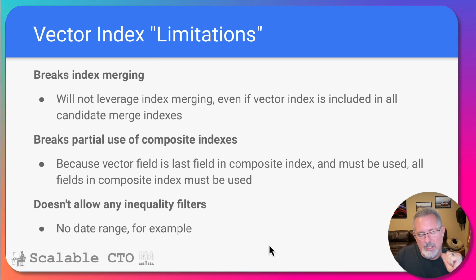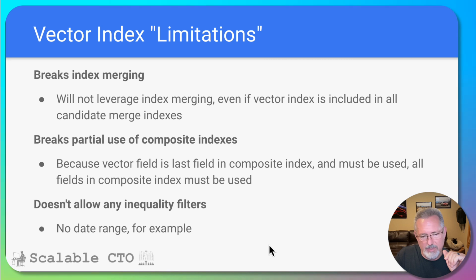And it doesn't allow any inequality filters, so there's no pre or post filtering of the vector responses at all. And particularly this inequality filter is kind of a big one. So that means you can't do things like date range. You can't say, I want to see all the documents like this within the last 30 days, or I want to see all the restaurant reviews that mention this semantic term where the rating is above 3. So no inequalities combined with that. No real post or pre-filtering, period.